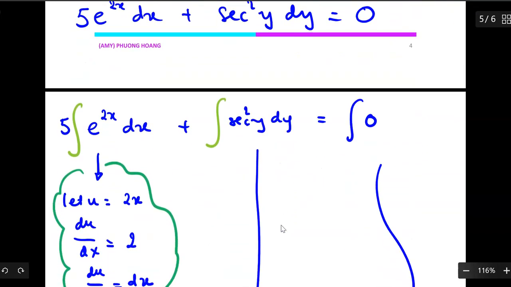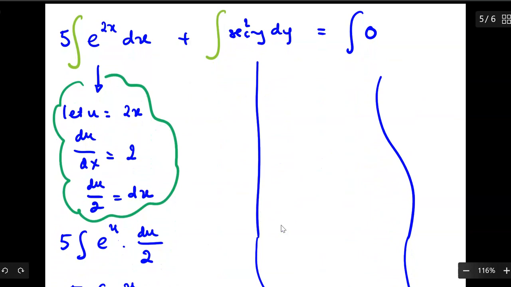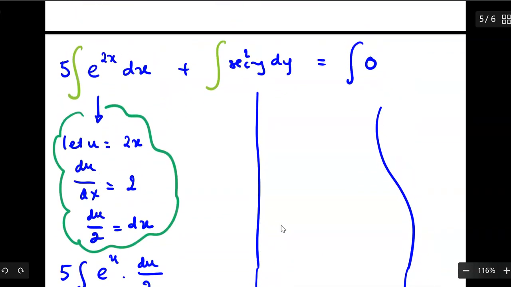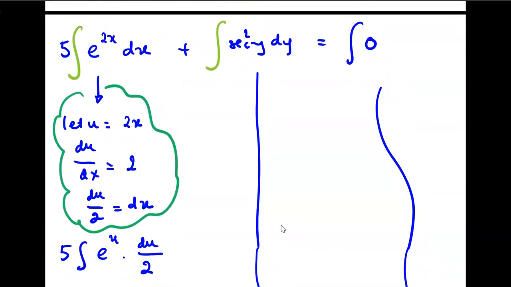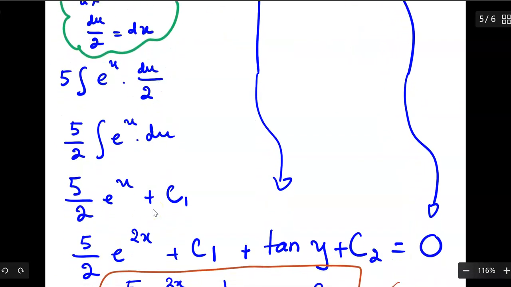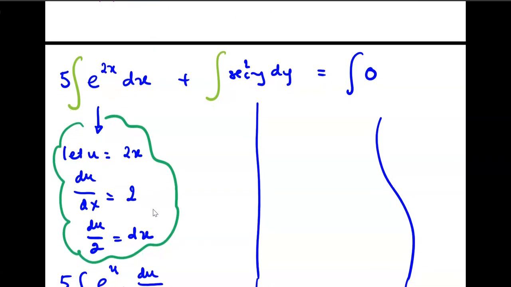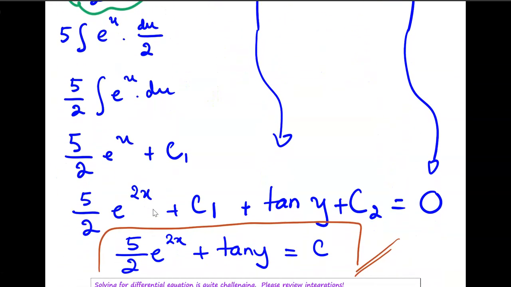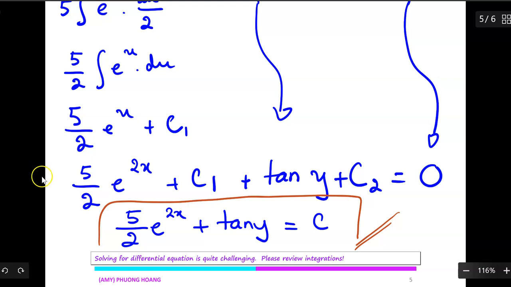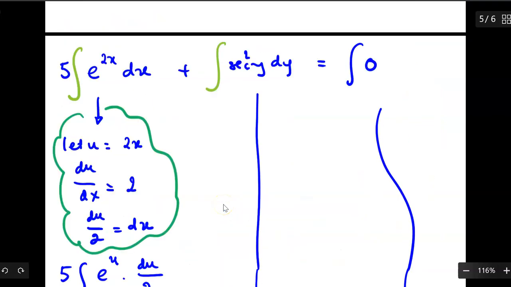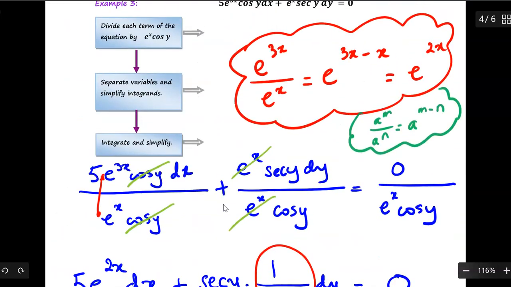Okay, then what do we do next? We integrate each term. And don't forget this is a substitution method, so you can pull out the half here. And in the end, secant square of y dy will give you tangent of y. And you add c to each of these, and then you move all of it over to the other side and make that just equal to c. So this is the solution of this first order differential equation.